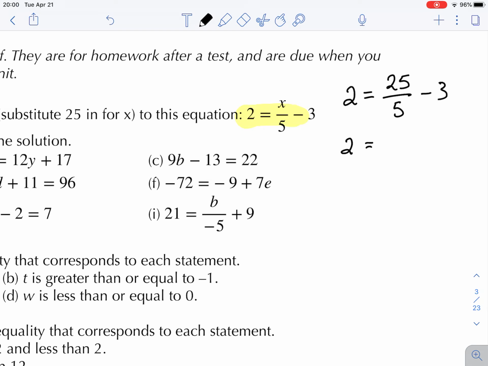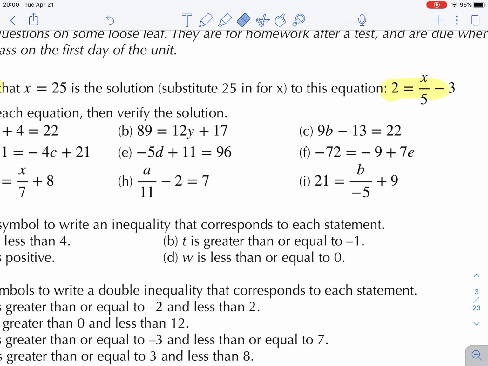All right, so my left side doesn't change. There are no operations on that side. Then I do 25 divided by 5. That equals 5 minus 3. And 2 is equal to 2. My left side equals my right side. That is correct. I have now verified that 25 is the solution for this equation.